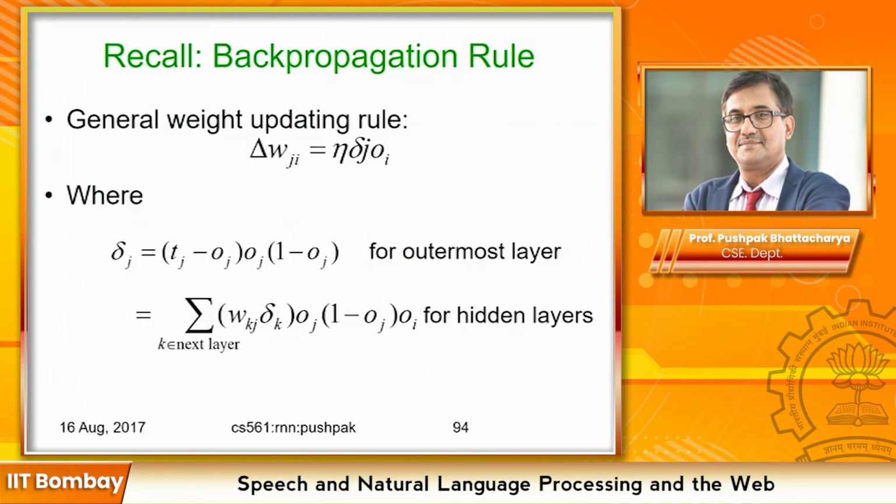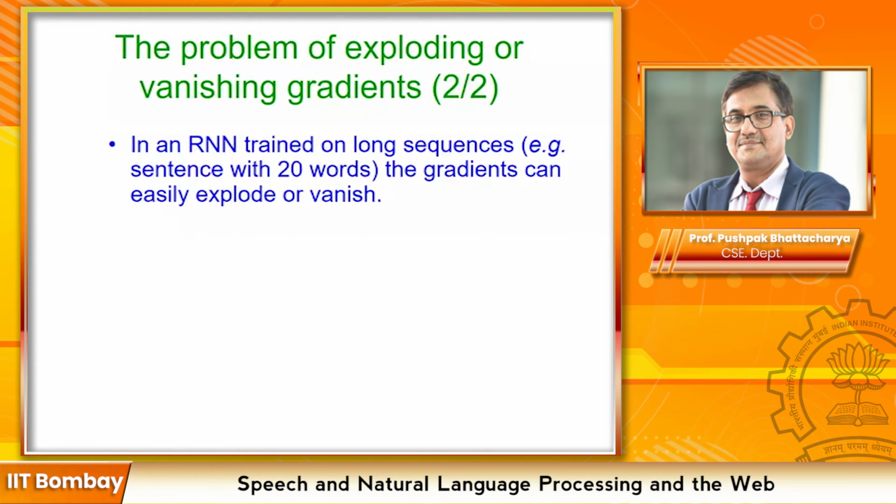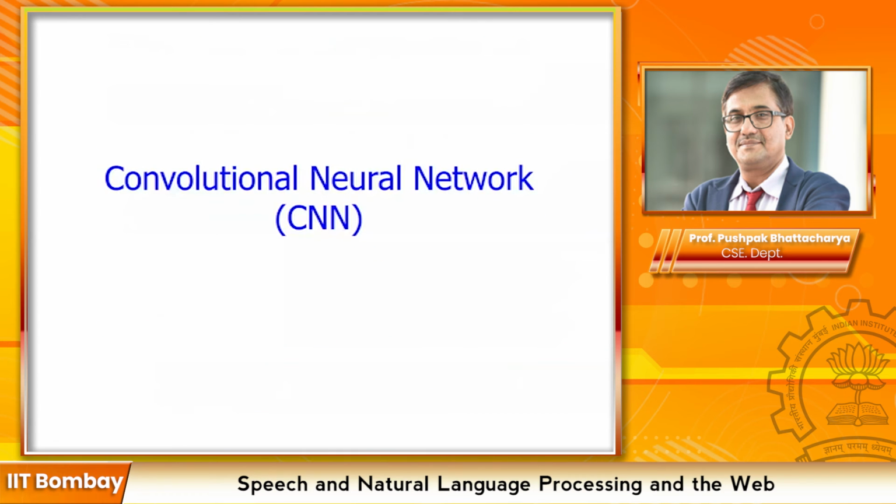Let me also quickly introduce another very important neural network paradigm called convolutional neural network (CNN). Now, CNN's motivation was computer vision and image processing. RNN was mainly for sequence processing, and language happens to be a sequence processing task.